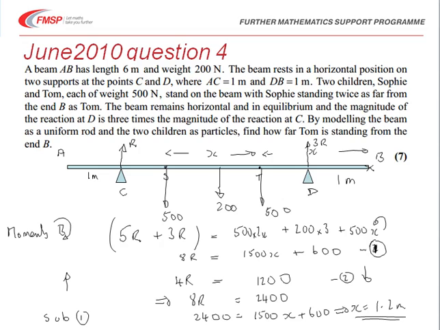Well, the mark allocation here, a total of 7 marks. Those are a method mark and 2 A marks for doing the moments equation, and then a method mark and an A mark for equating the forces, and then finally a method mark and an A mark for finding the value of x to be 1.2.